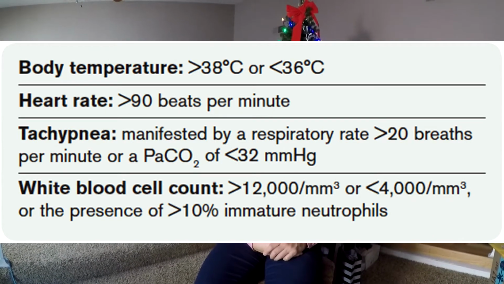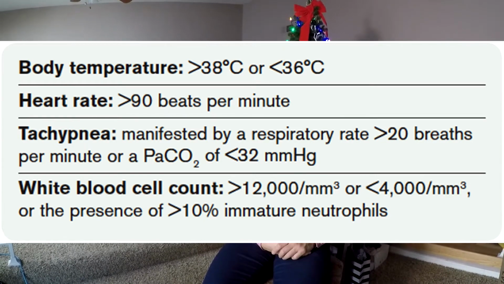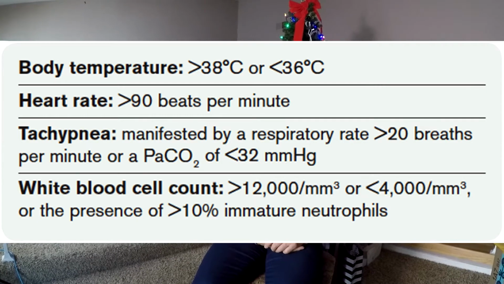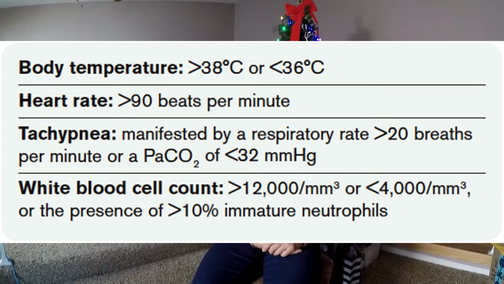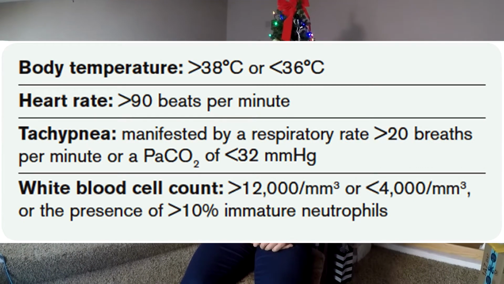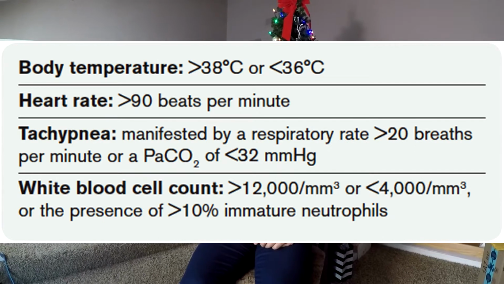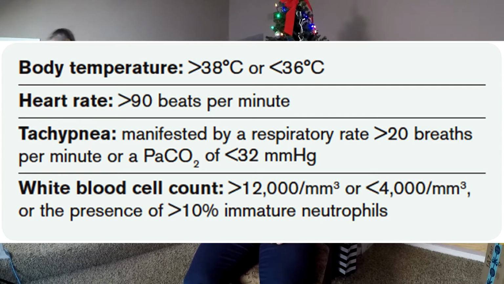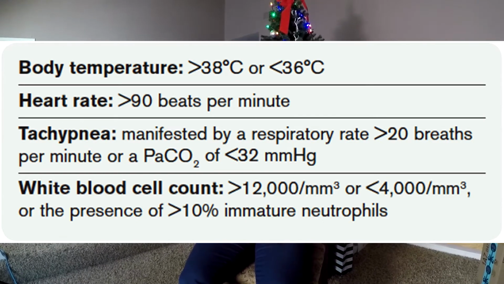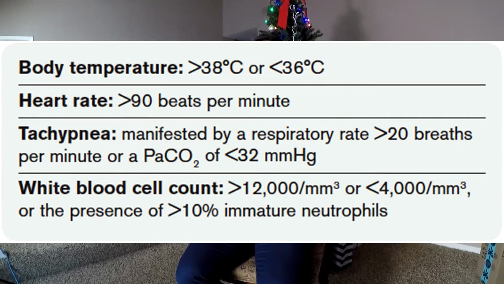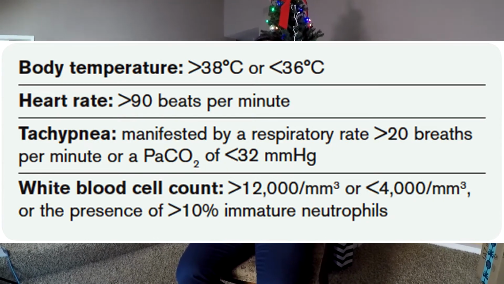Temperature: the patient has to have less than 36 Celsius or 96.8 Fahrenheit, or it should not exceed 38 Celsius or 100.4 Fahrenheit. The second criteria is white blood cell count, less than 4,000 or above 12,000. The third one is respiratory rate, greater than 20, or PaCO2 value less than 32 millimeters of mercury. The fourth criteria is pulse, which has to be greater than 90.